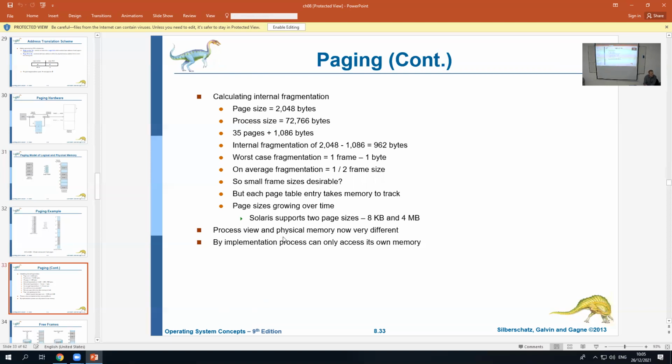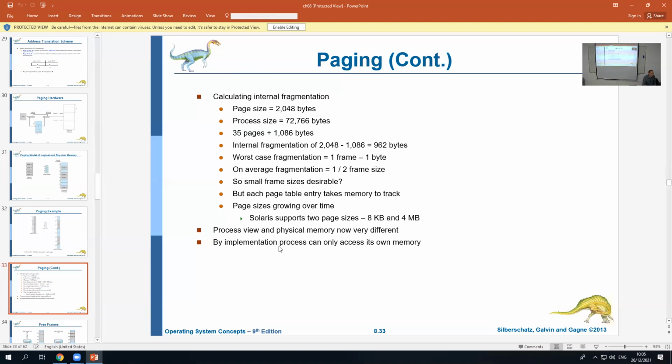Here he's saying that Solaris is unusual in that you can configure it to have 2 different sizes. But usually it's a decision made by the operating system. If you work for Microsoft and you were the designer of that part of the operating system, then you would have to make that decision. Process view and physical view of memory are now very different. We said that.